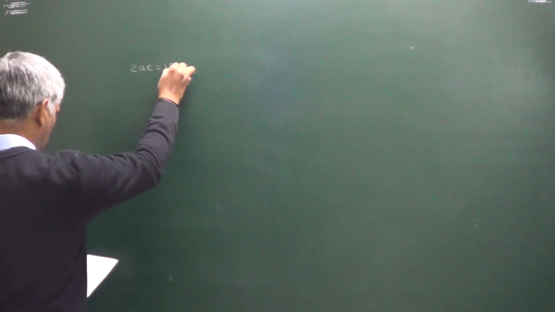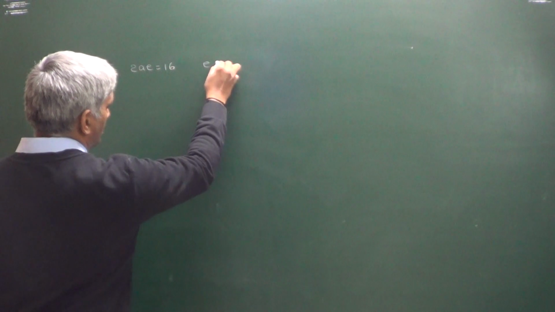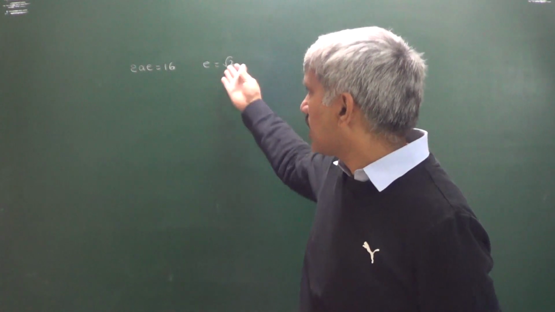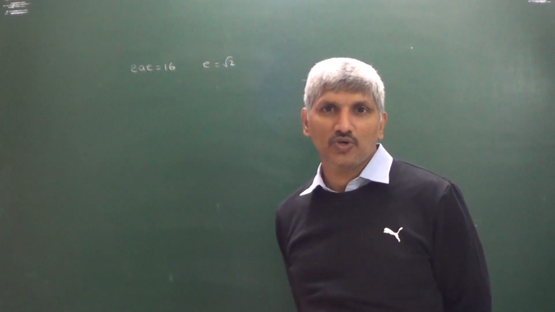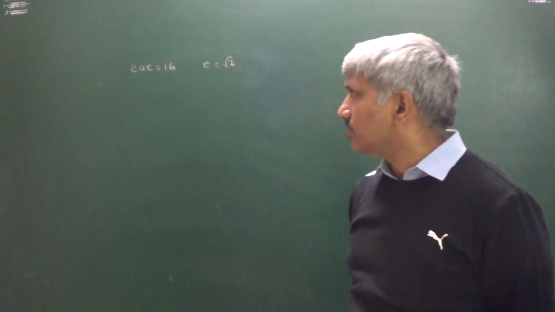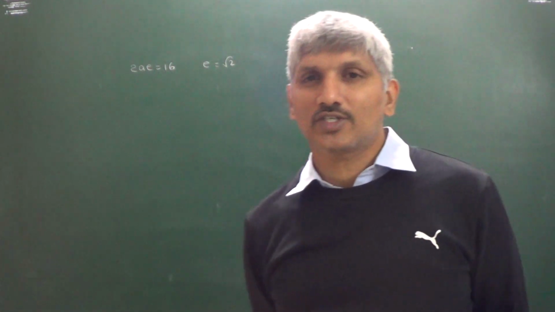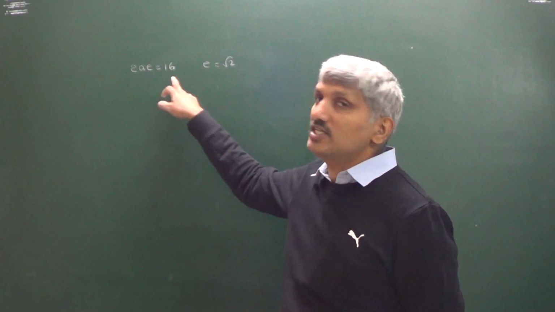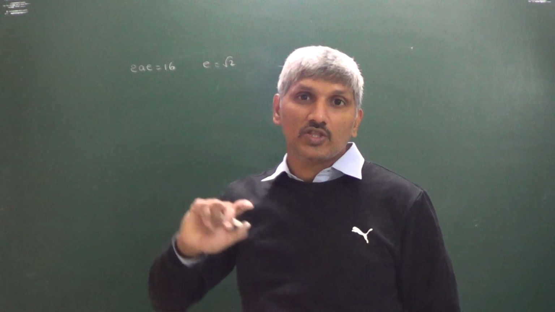Now the question is given like this: distance between foci 2AE is equal to 16 and the value of E is given as root 2. Then he is asking to find the equation of the hyperbola. Yes, we have to find the hyperbola only. E is equal to root 2, E value is more than 1, so you will get a hyperbola only. But 2AE is equal to 16 is given. We have to use the first condition or the second condition. Distance between foci 2AE is given as 16. That's why it is the first case of hyperbola.